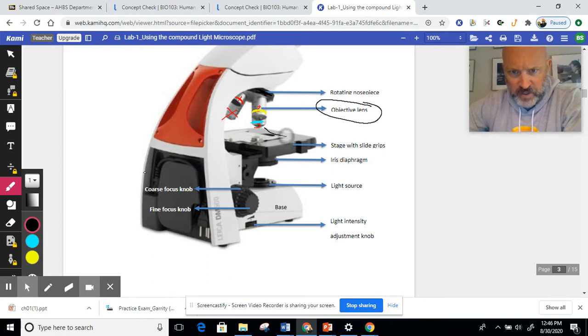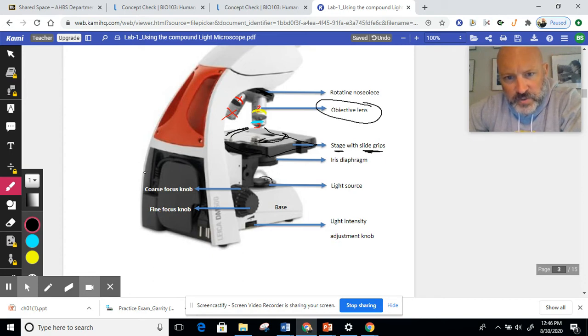This area right here where the slide is going to be sitting on, this is called the stage, and we secure the slide with these clips. There's these special metal clips here that secure the slide, and these are called slide grips. Sometimes they're called stage clips.